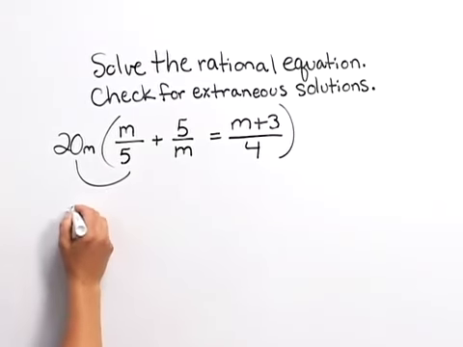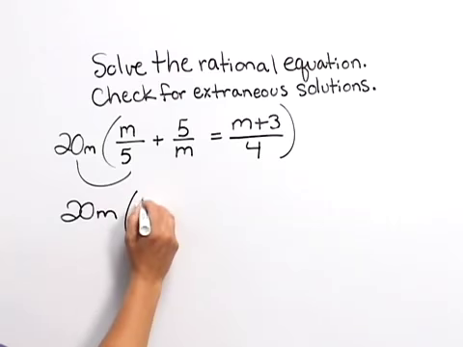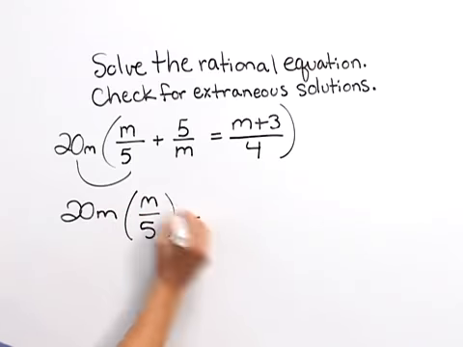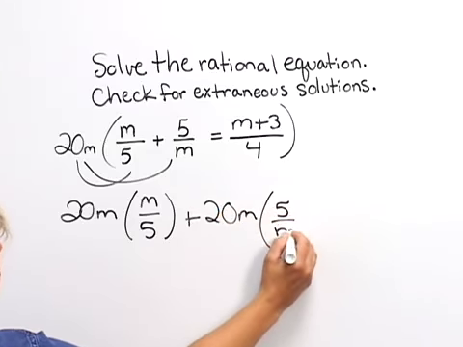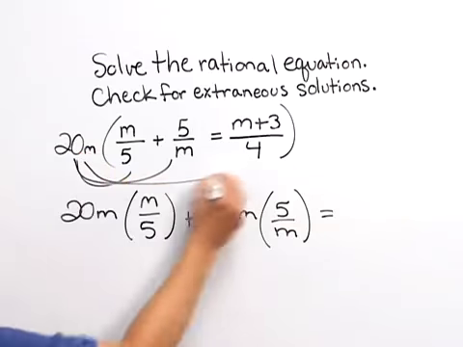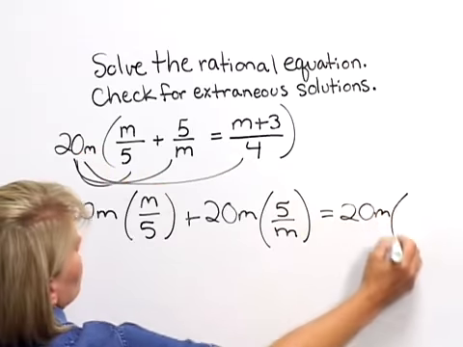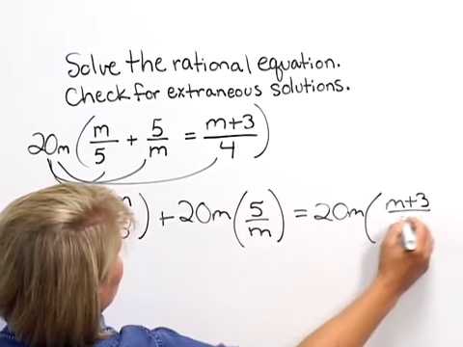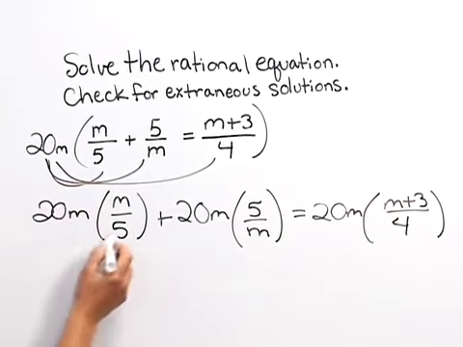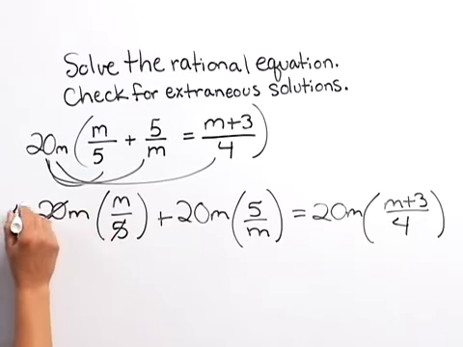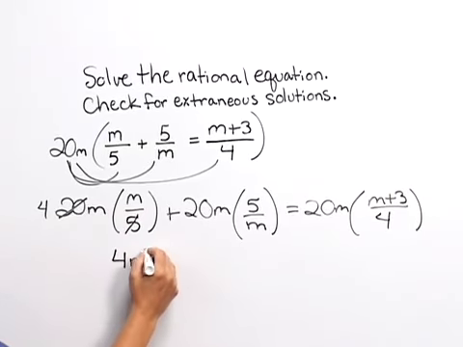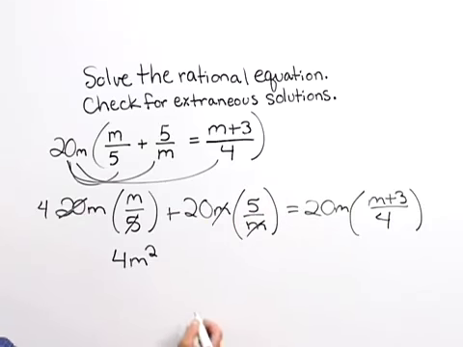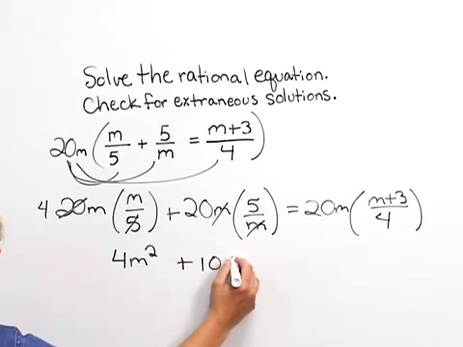So let's multiply and distribute: 20m times m over 5 plus 20m times 5 over m equals 20m times m plus 3 over 4. Here, notice 5 goes into 20 four times. So 4 times m times m would leave you with a 4m squared. Notice we no longer have a rational expression there. Here, the m's cancel. 20 times 5 is 100.